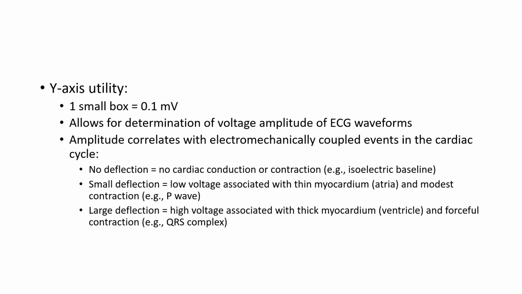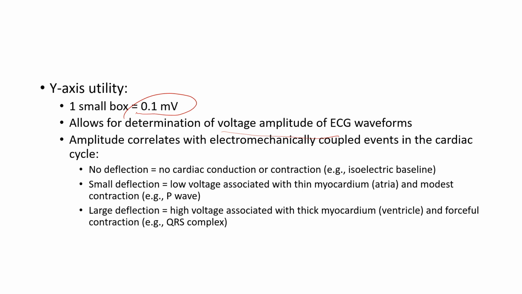On the y-axis, one small box will be 0.1 millivolt and 10 millivolts will be one large box. This helps you determine the voltage. The amplitude correlates with electromagnetically coupled events in the cardiac cycle.